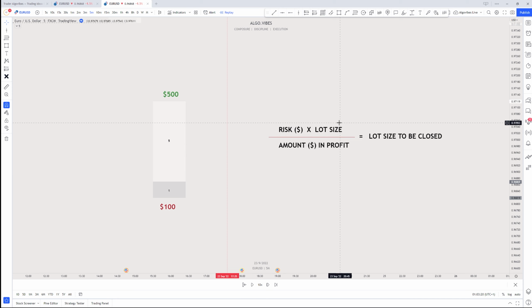So your risk in dollars multiplied by your lot size divided by the amount in profit. So let's assume you're risking $100, and currently the trade is up $500. So your risk is 100, and the lot size you're using on this trade divided by 500, then you get the lot size to be closed. This particular lot size to be closed will cover your risk. So by the time you check, the amount will be equal to $100. So that's the way I calculate my break even manually.